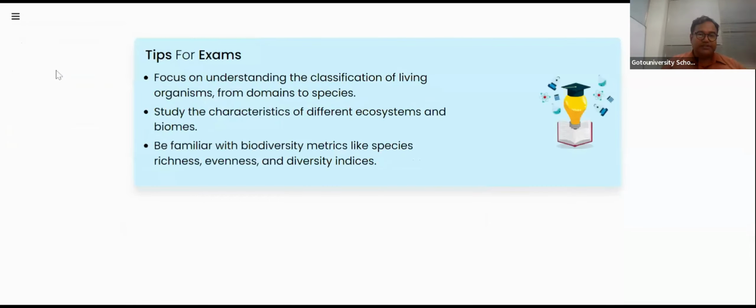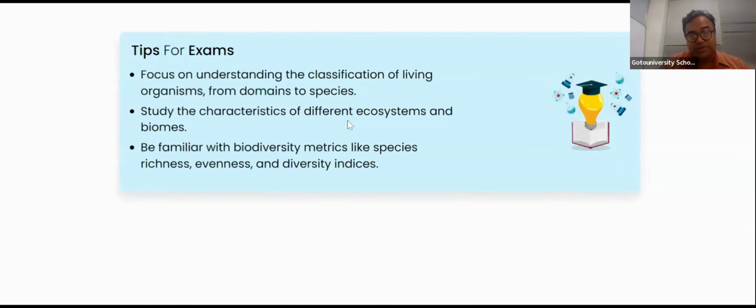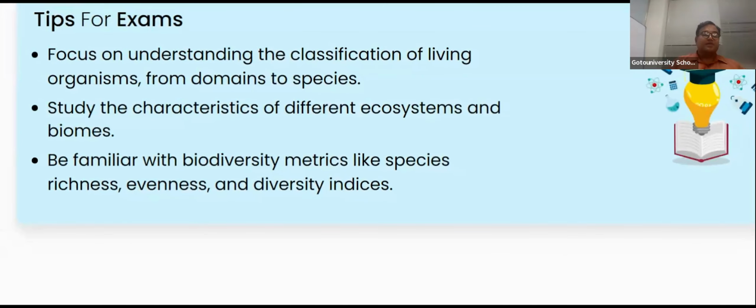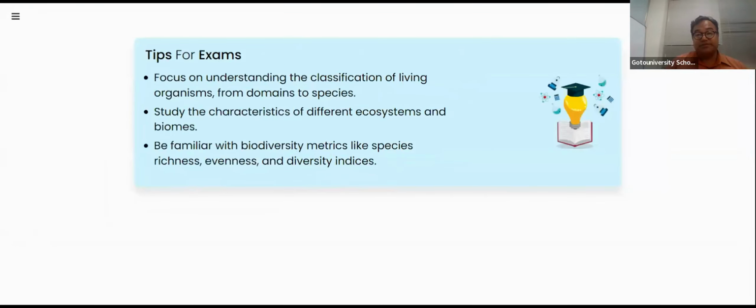So I'm coming to the tips for the exam. Terminology practice is very important, and then understanding the various ecosystems is very, very important. I am giving it in a concise way. Yesterday when we discussed the ecosystem types, we need to recall. Recalling is very, very important when you are discussing each and every concept.